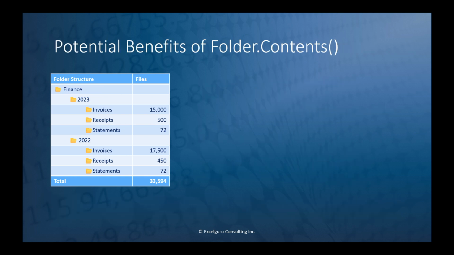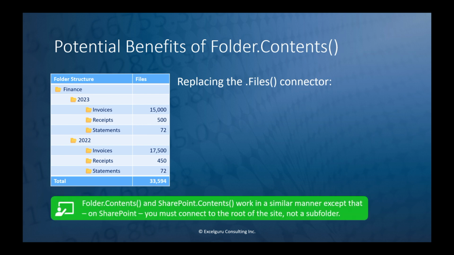There is, however, another connector that is available, which is called folder.contents. What's frustrating about this one is that it is not available through the user interface. You have to do a little bit of work. You have to type some M code. Now, it's not a huge amount of M code. Basically, what you have to do is replace .files with .contents, with a capital C and an S at the end. And if you get that wrong, it just says nasty things to you.